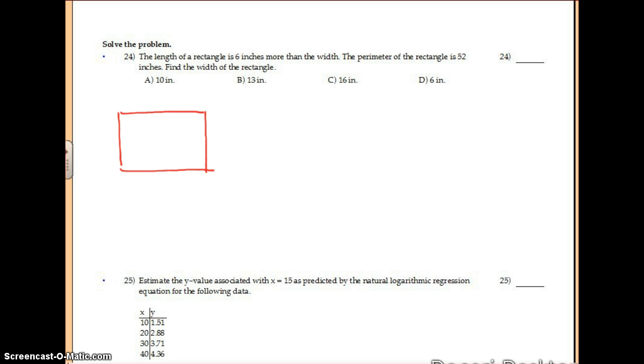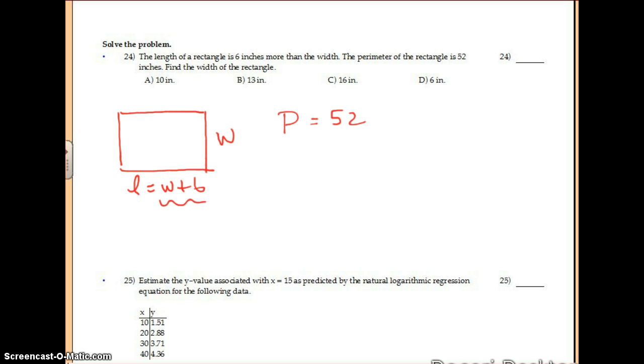The length is 6 more than the width. So I have width here, W. The length would be this side, and we know that it's equal to W plus 6. I'm actually going to use W plus 6 for the length. The perimeter is 52 inches. We want to find the width.